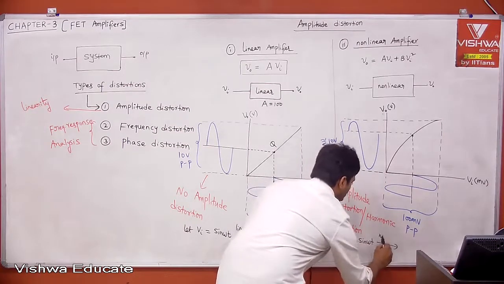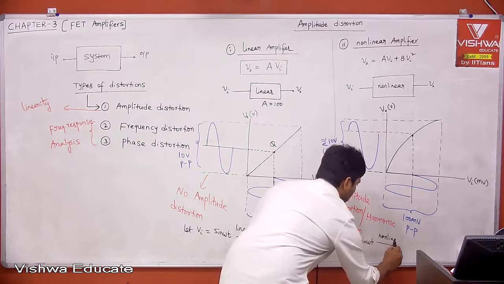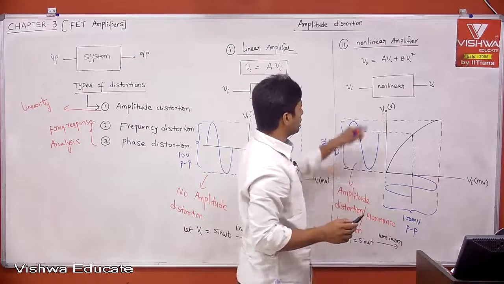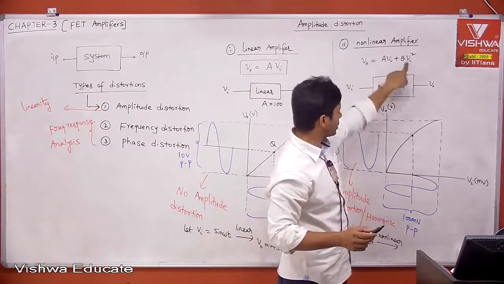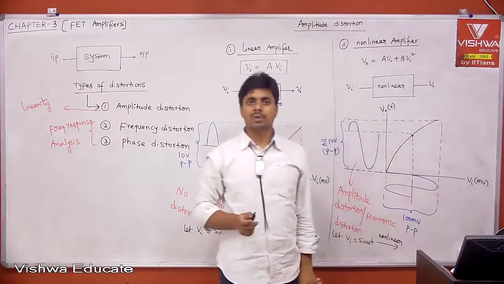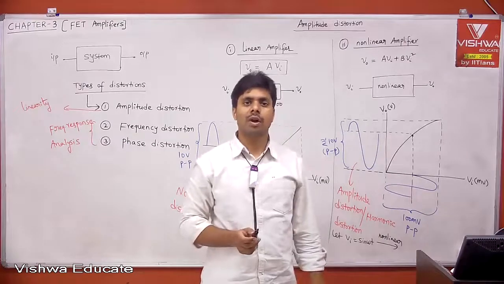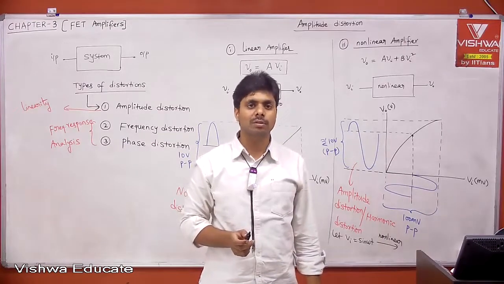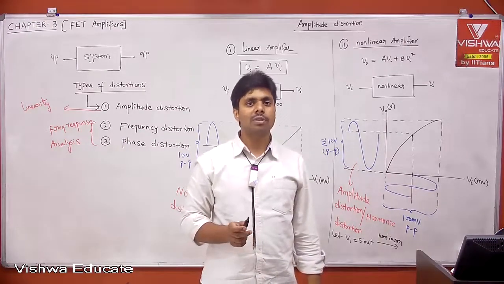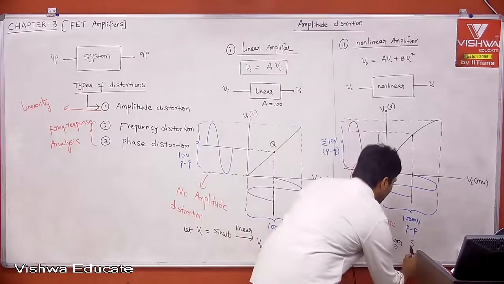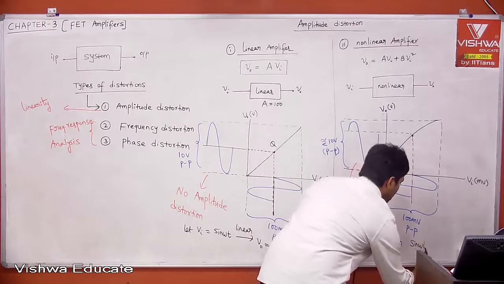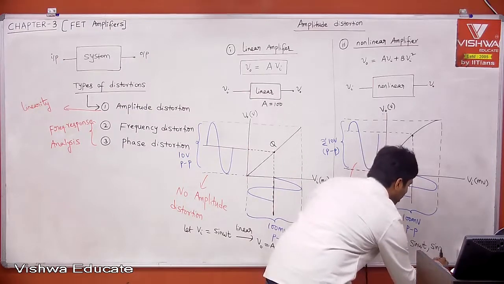Now here let us say your Vi is equal to sin omega t. If the system is non-linear, then what is your output? Your V0 is equal to A sin omega t plus B sin square omega t. What is sin square theta? I can write it as (1 minus cos 2 theta) by 2. Therefore you will get the second harmonic, sin omega t and sin 2 omega t.